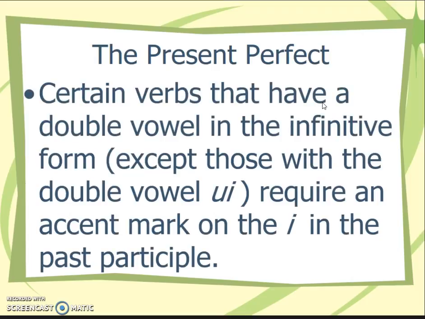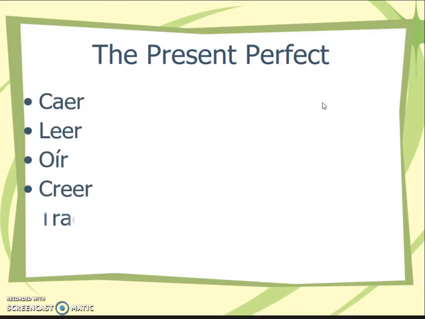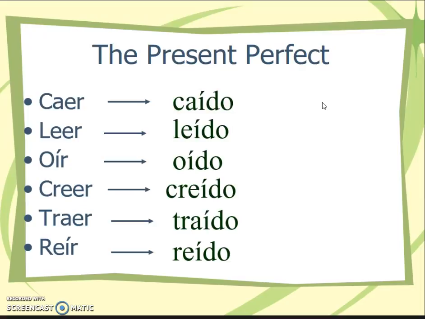Certain verbs that have a double vowel in the infinitive require an accent on the I in the past participle. And it's best just to say double vowel ER verbs. That's the better way to say that. For example, caer, leer, oír, creer, traer, and reír become caído, leído, oído, creído, traído, and reído. If I didn't do that, it'd be caido, leido, oido, and I need that ir, oído, creído, so I need that accent.